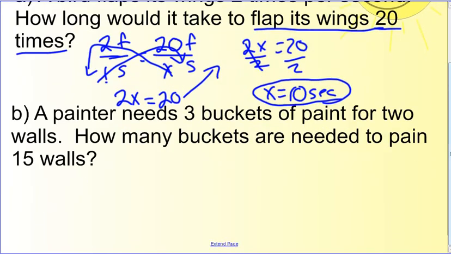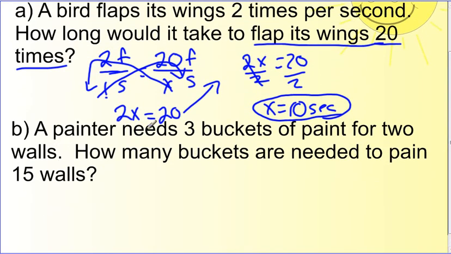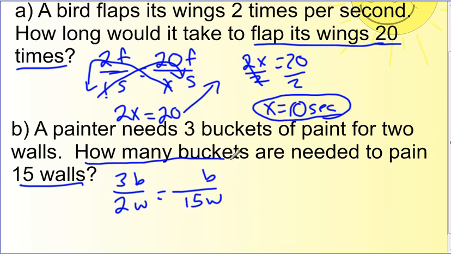Letter B. A painter needs 3 buckets of paint for 2 walls. Watch this. 3 buckets of paint for 2 walls. Buckets, walls. How many buckets are needed to paint 15 walls? Well, where is this 15 walls going to go? Got to go down here. It even says how many buckets. That's the thing you don't know, so that's the variable.